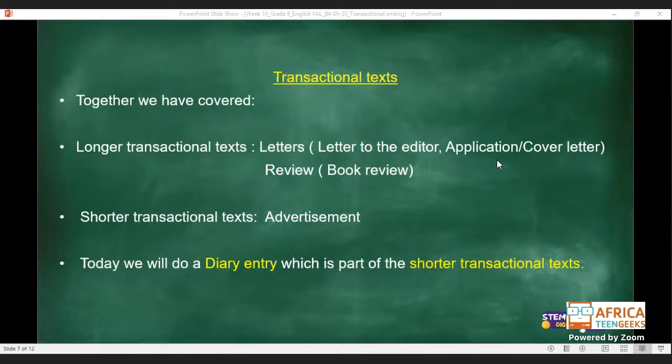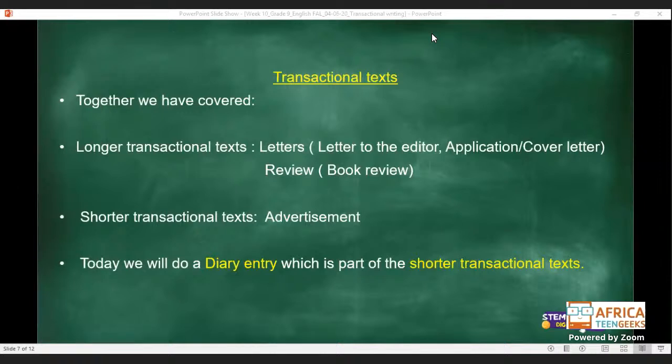Not a problem. We are talking about transactional texts and we are looking at diary entries, which are shorter transactional texts and they're between 80 to 100 words. Okay. Thank you for sharing your thoughts on diary entries and how we can keep them safe.